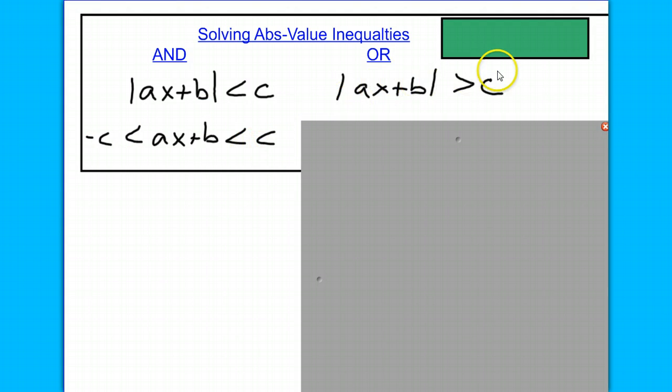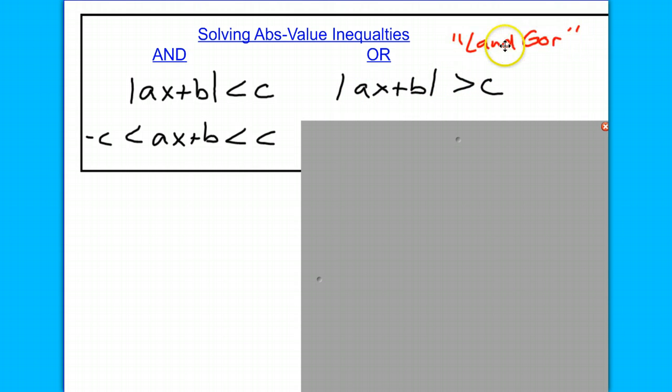Okay? When we have a greater than absolute value, greater than or, gor, right? So we have our little acronym, land and gor. Can we combine an or inequality into 1 3-part inequality? No. So we're going to have two separate. So this is a little bit longer to write.